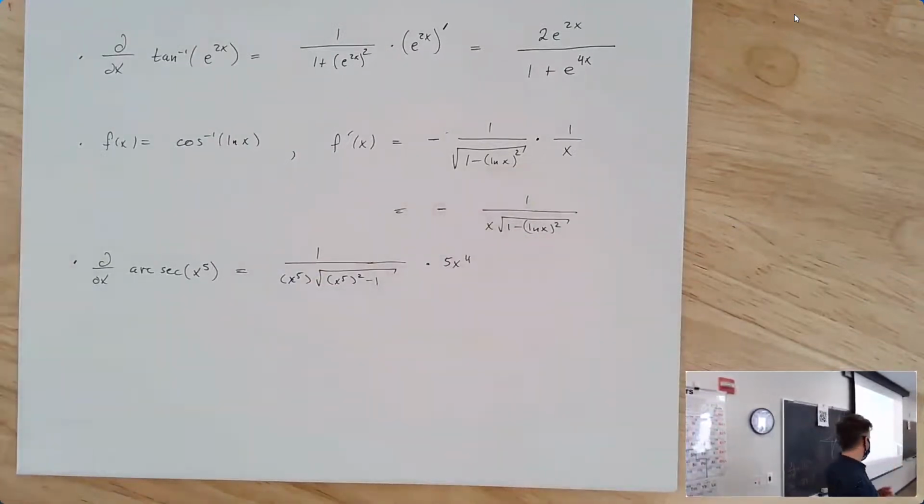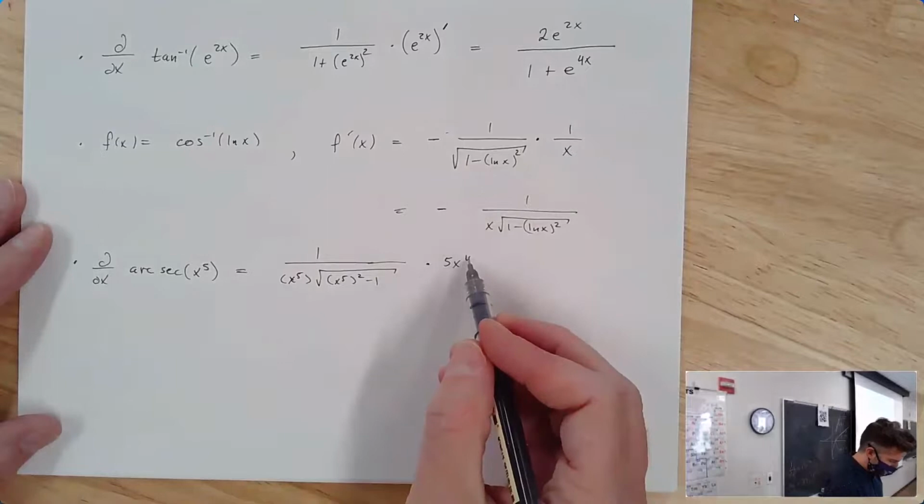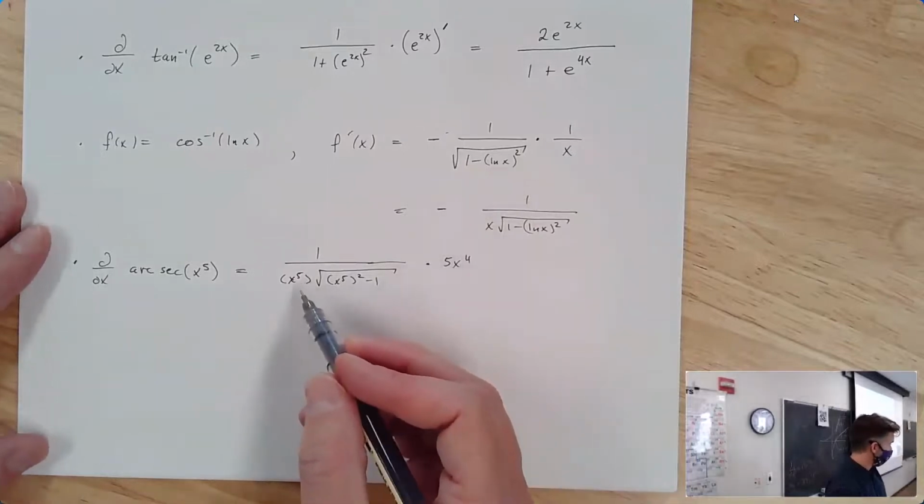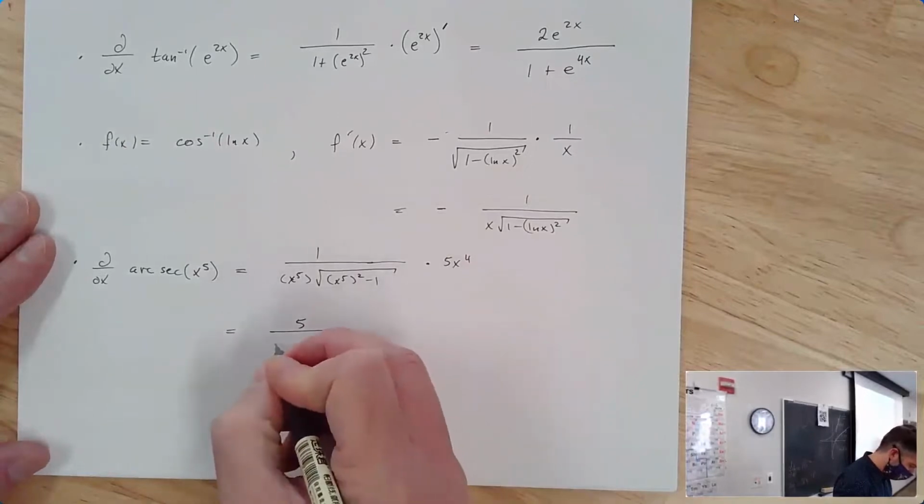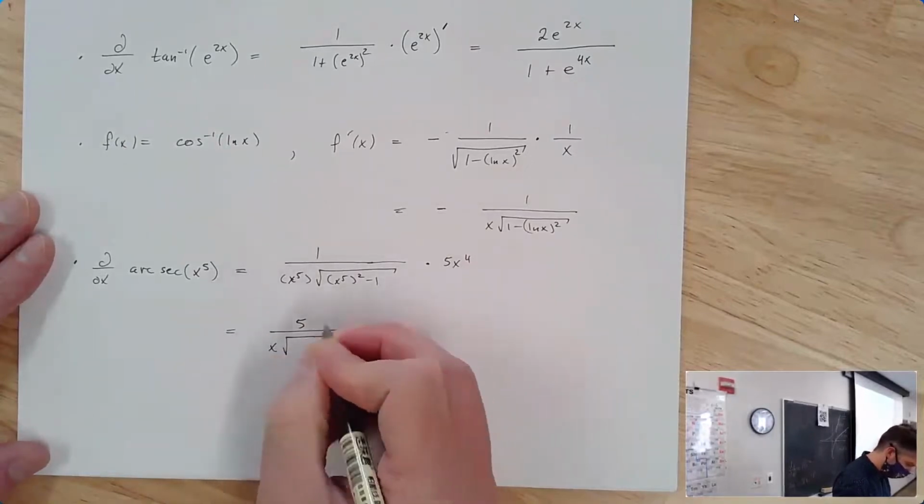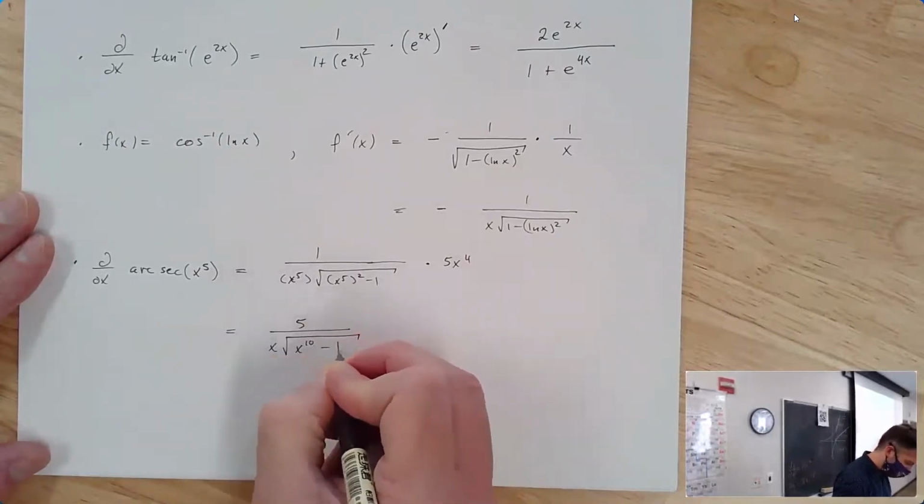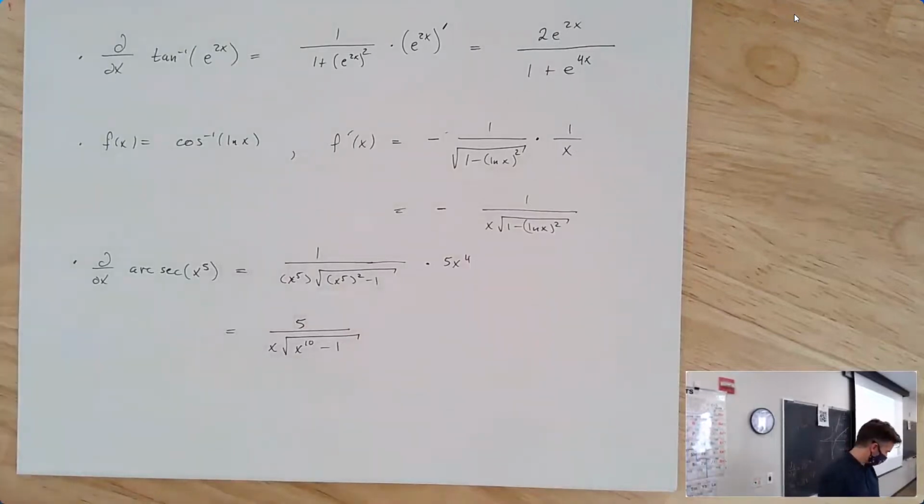And if you are lucky and get to use the version without the absolute value, you can do some simplifying. 5x to the 4th over x to the 5th, I can cancel out an x to the 4th and rewrite this as 5 over x times the square root of x to the 10th minus 1. And you could probably even manage to do that if you had an absolute value, so be a little bit careful.